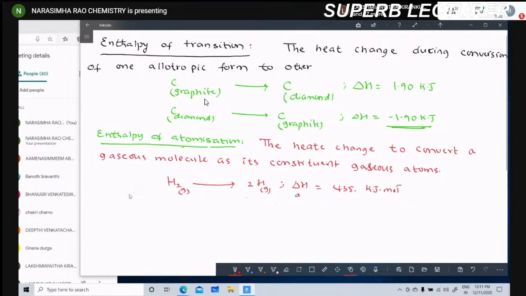I am taking one more example, children: CH4 methane, which is in the gaseous state. To convert it to its constituent gaseous atoms, carbon should be gaseous and hydrogen should also be in the gaseous state. How many hydrogen atoms are there? 4, and 1 carbon atom. For this process, delta H of atomization. It's clear now. Clear now.